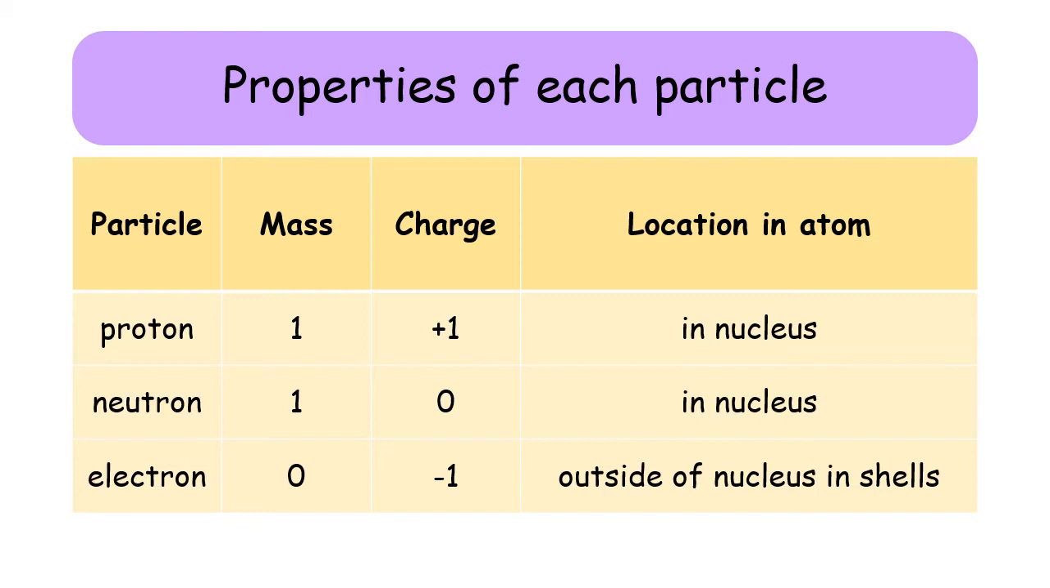And finally, we have our electrons. Now, electrons are so small that they do not have a mass. They have a charge of -1, and they are found outside of the nucleus in shells. So they are not in the nucleus.